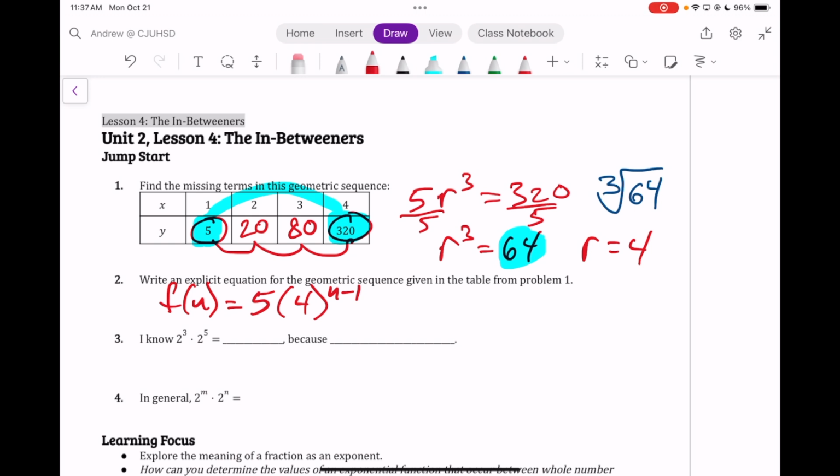Quick little review of exponents here. 2 to the 3rd times 2 to the 5th is 2 to the 8th. Because if we did it the long way, 1, 2, 3 twos, followed by 1, 2, 3, 4, 5 twos, is a total of 8 twos. So in general, when you have the same base, you add the exponents.